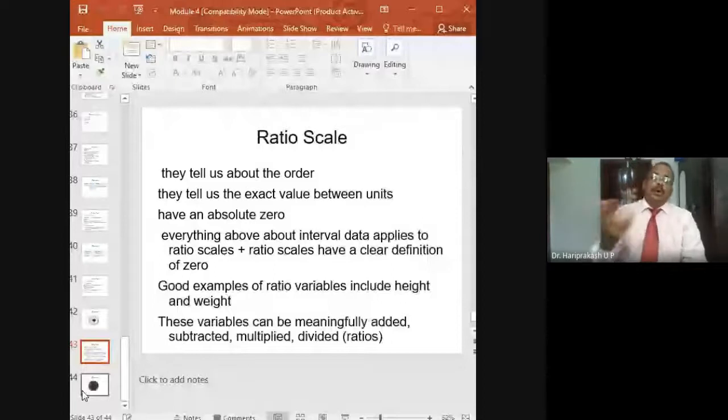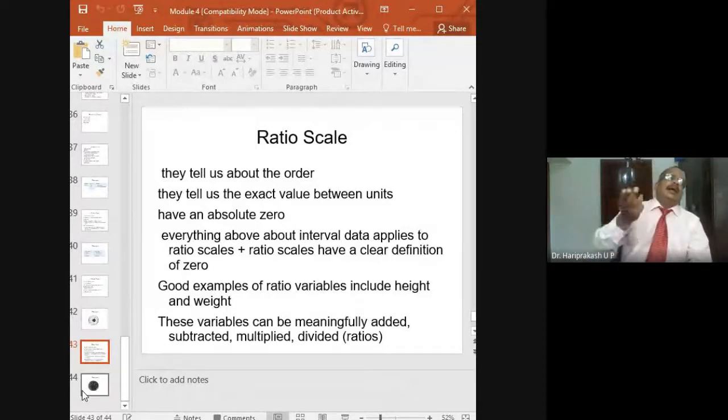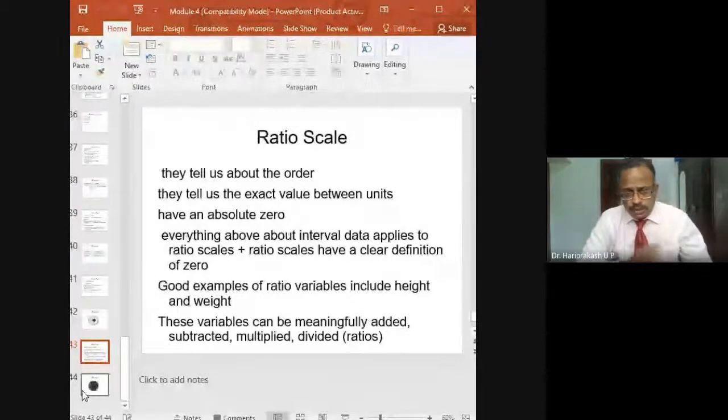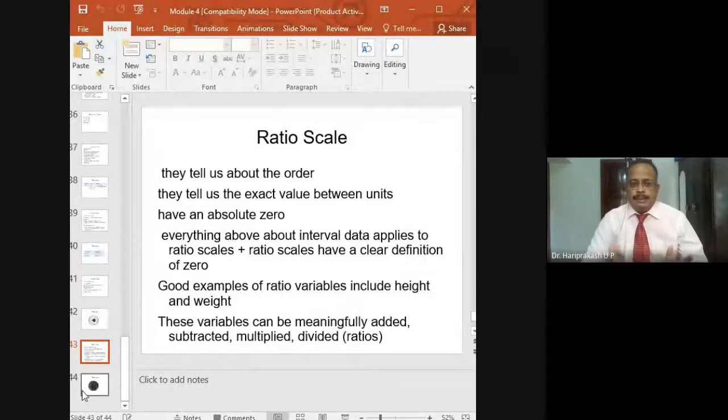Right? 20 km, 30 km means it's going at a certain speed. So you know what is the difference between 20 km per hour and 30 km per hour. So that ratio interval also is very clear. Good examples of ratio variables include height and weight. Height and weight are examples for the ratio scale. These variables can be meaningfully added, subtracted, multiplied, and divided. So that is about the ratio scales.